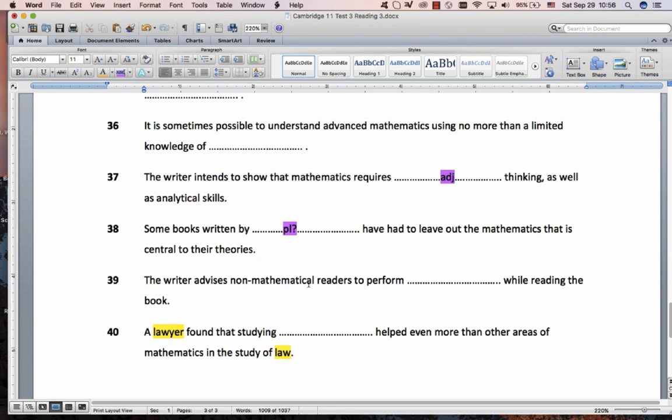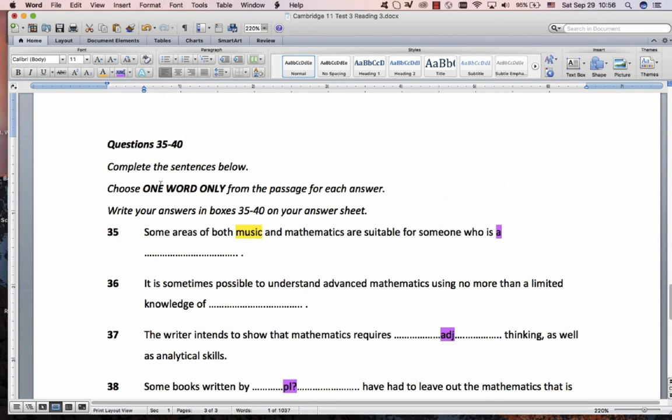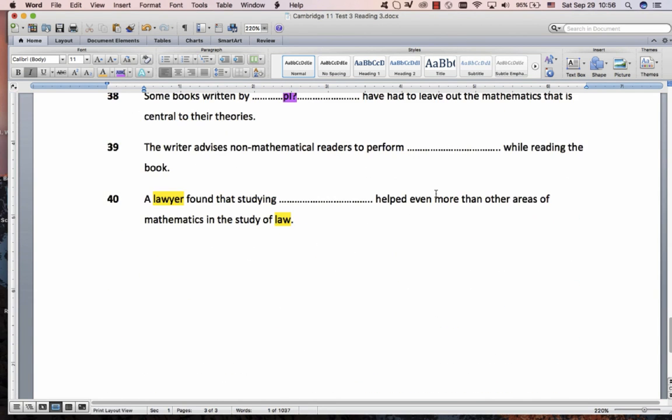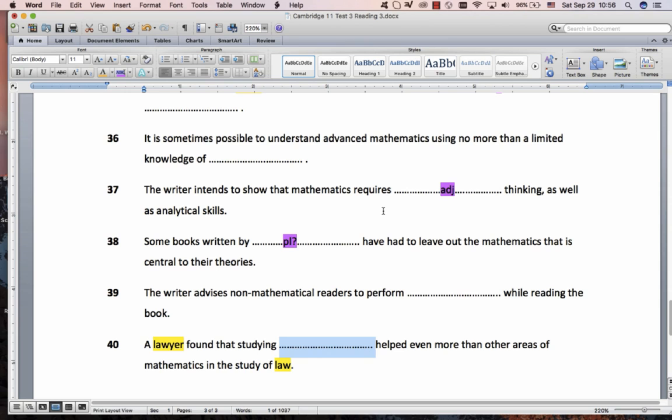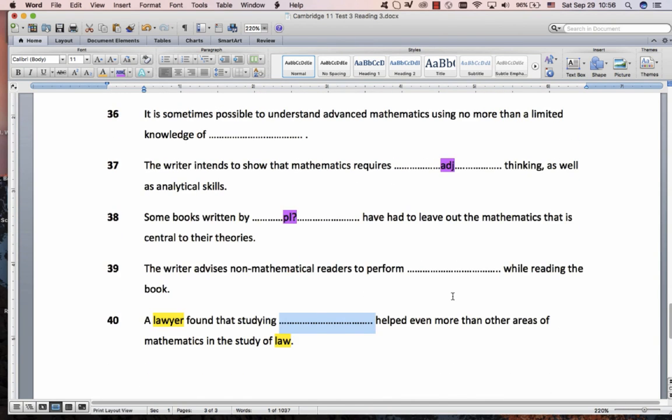"Advises to perform" means to do. What do? You do something. So this could be countable plural or uncountable again. Just remember we're only looking for one word. So it can't be "something". So it must be countable, plural or uncountable. And then "studying" something again. Like most of these things in these gap fills, the answer is either plural, countable or uncountable. So that's the same over there, right?